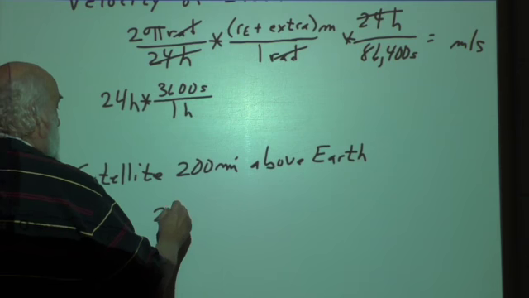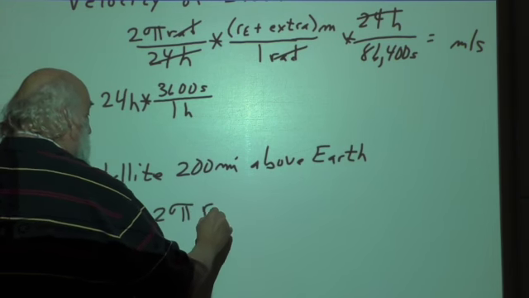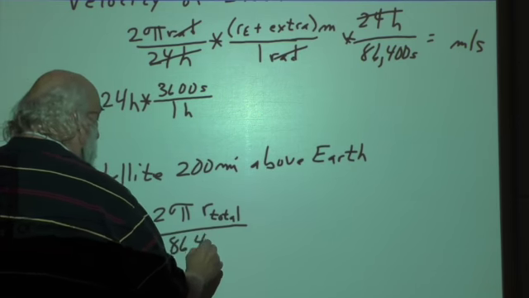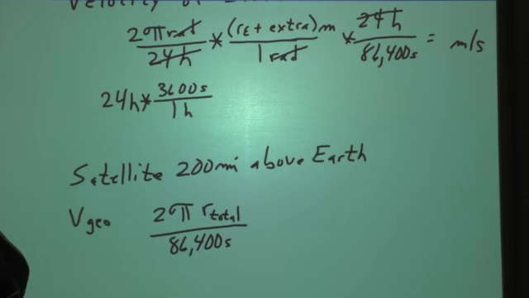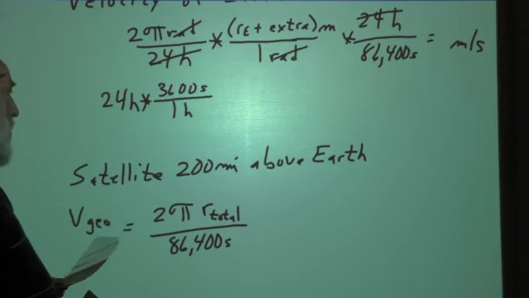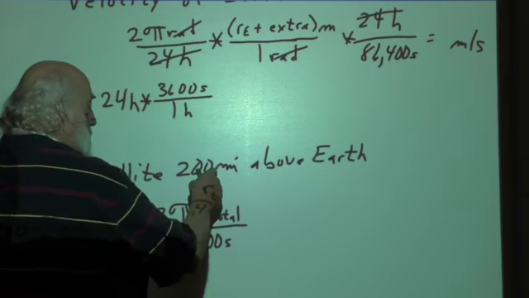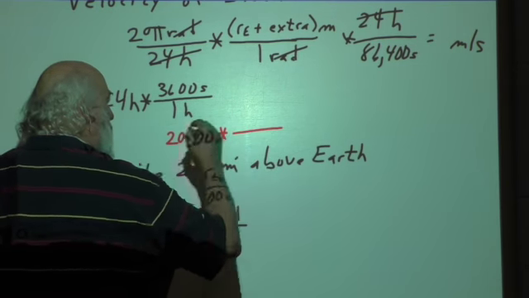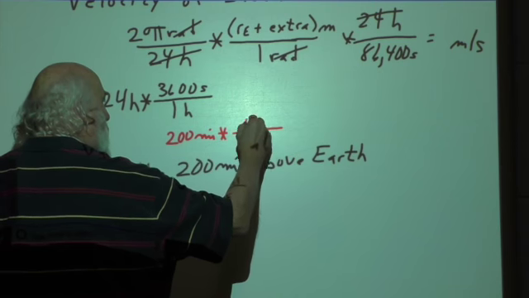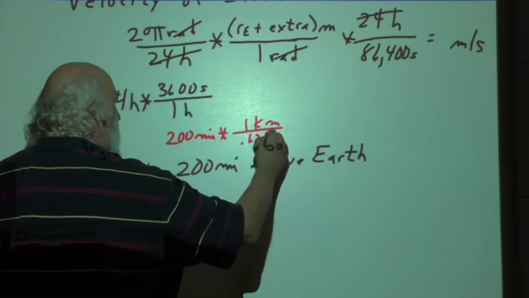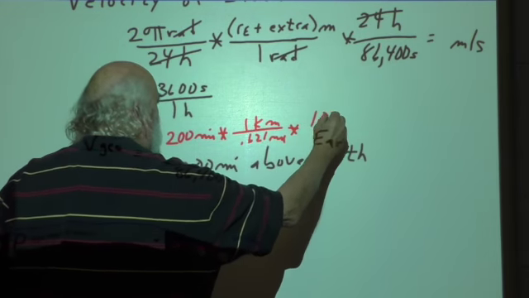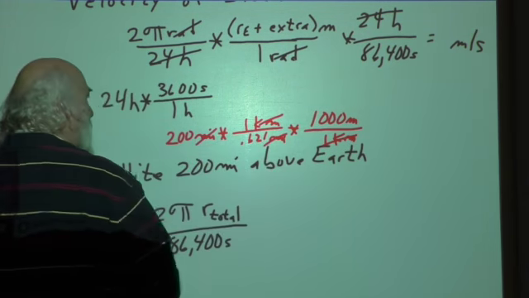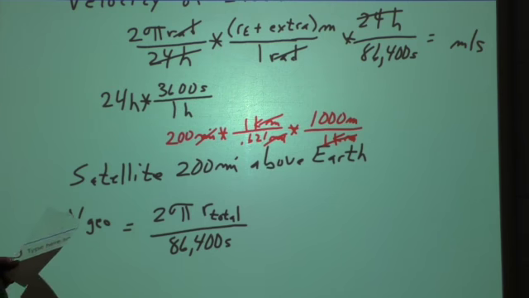Anyway, this is basically the formula we're going to use: 2 pi times total radius over 86,400 seconds. So we need to figure out how many meters is 200 miles. The conversion I always used in Chem 1 was that 1 kilometer is equal to 0.621 miles. And then we change that to meters by converting it like so. Kilometers are gone, miles are gone. This leaves us meters.